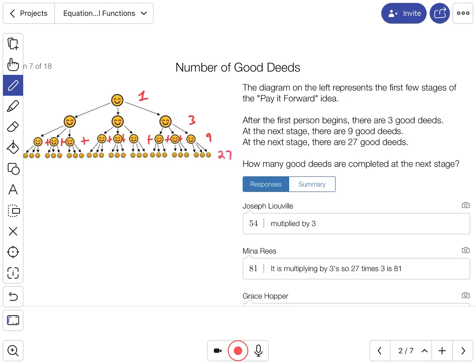So that's where you get these numbers here, 9, 3, 27. And then after 27, you're going to multiply by another 3. And that would be 81. Now this student wrote multiplied by 3, but I'm wondering how they got the 54, but they had the right idea. It is multiplied by 3.